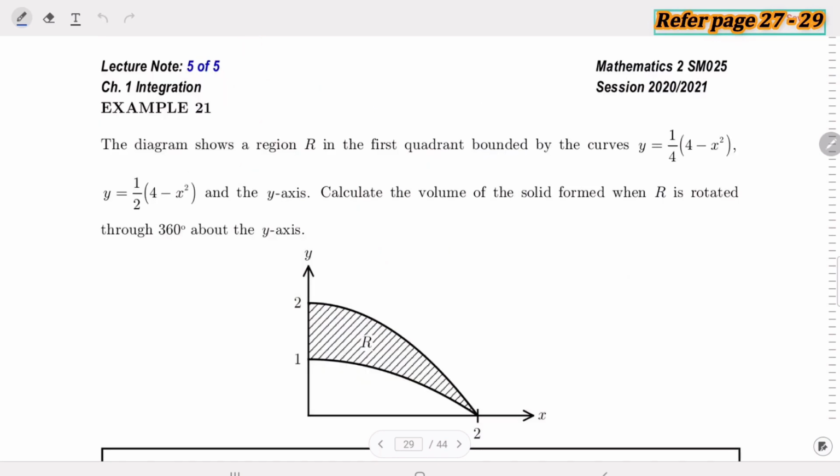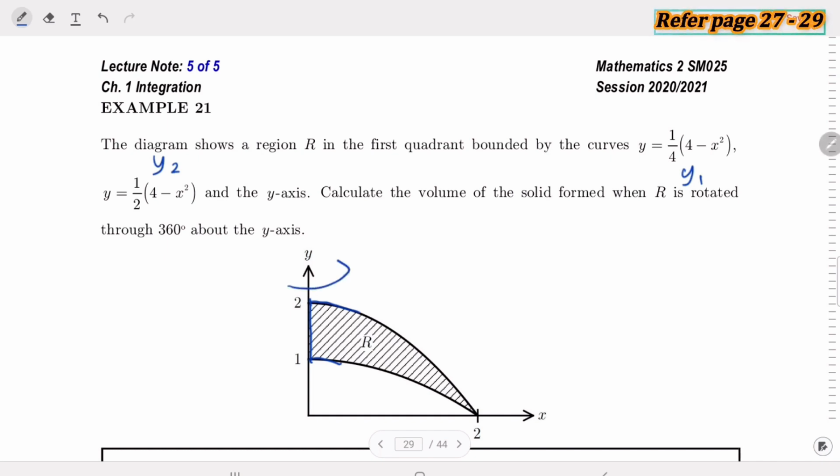Okay, example 21, topic integration. The final example. The diagram shows the region R in the first quadrant bounded by the curves. There are two curves, y1 equals 1 over 4 times 4 minus x squared, and the other one, y2, equals 1 over 2 times 4 minus x squared, and the y-axis, so there are 3 bounds: y1, y2, and the y-axis. Calculate the volume of the solid formed when R is rotated through 360 degrees about the y-axis.